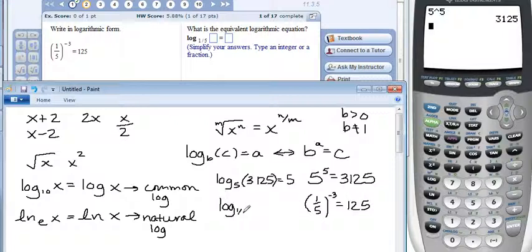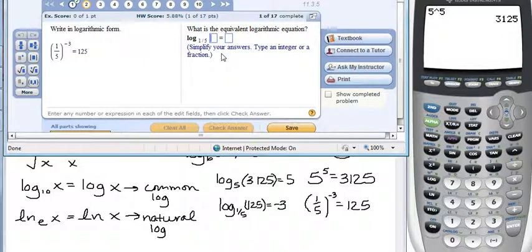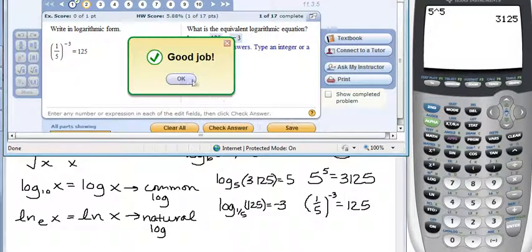We're going to take the log base 1/5 of c, which is 125, is equal to negative 3. Okay? So these are just switching forms.